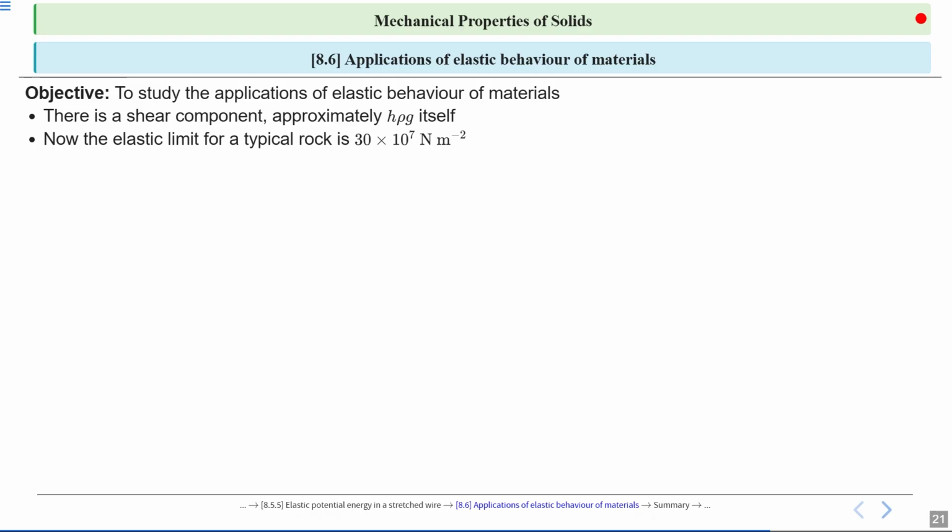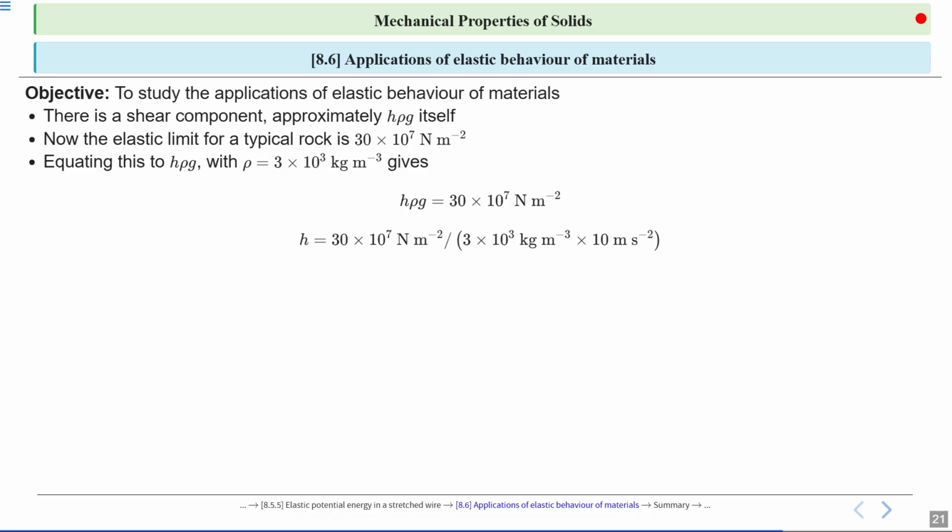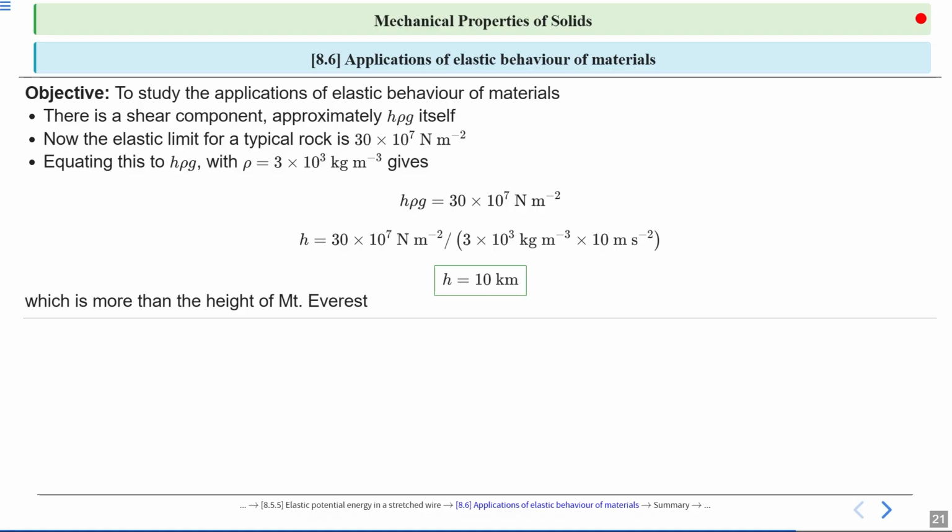Now, the elastic limit for a typical rock is 30 into 10 raised to the power 7 Newton per meter square. Equating this to h rho g with rho equal to 3 into 10 raised to the power 3 kilogram per meter cube gives h rho g equal to 30 into 10 raised to the power 7 Newton per meter square. So just substitute the values and rearrange the formula. You will get h is equal to 10 kilometer, which is more than the height of Everest.